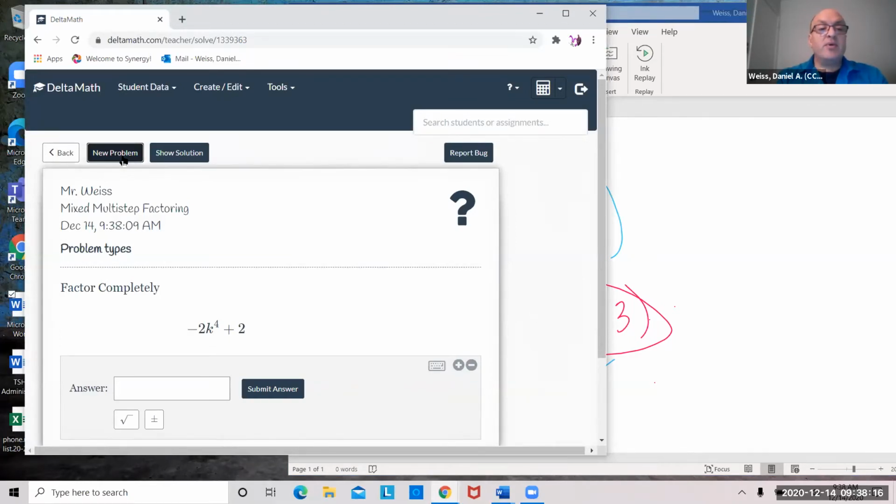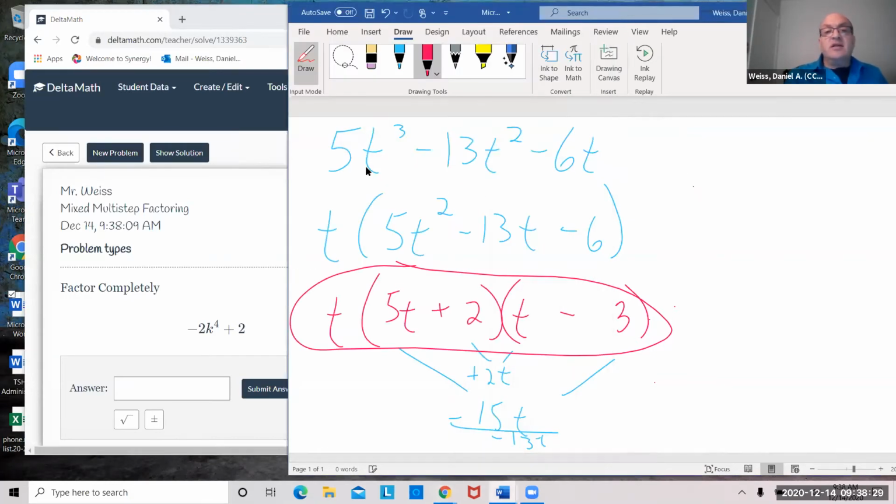All right, here I pull out negative 2. I wind up with k to the fourth minus 1. Let's take a look.